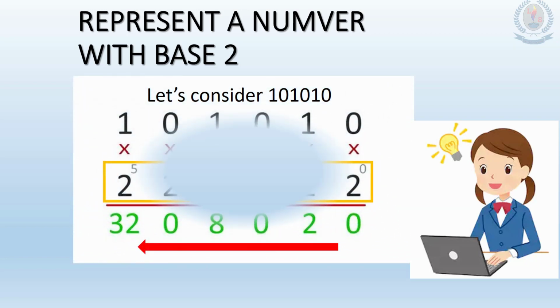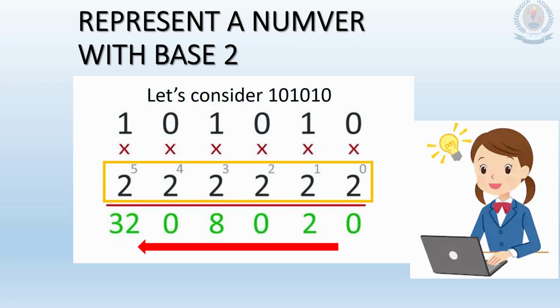101010. If you take that, again you start from your right hand side. Then 2 to the power 0, 2 to the power 1, 2 to the power 2, like that. So 2 to the power 0 into 0, that means 1 into 0, again 0. So you can ignore the 0 values in the positional value. And then 2 to the power 1 into 1, then you get 2. Again you get 0 because 2 to the power 2 into 0.